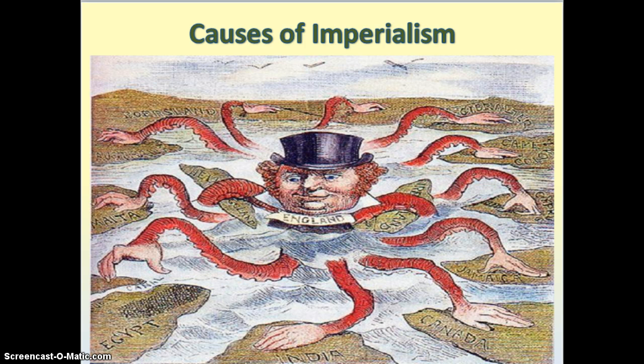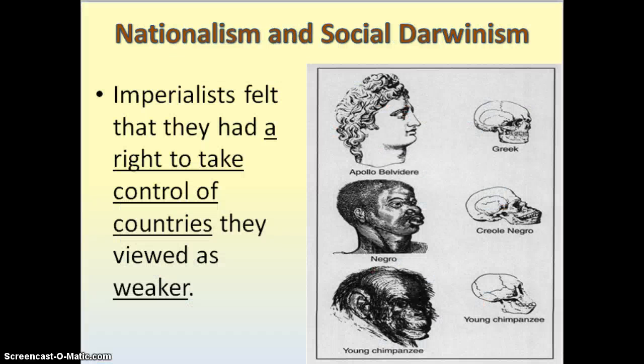There were many causes of imperialism. The first one was nationalism and social Darwinism. This is when imperialists felt they had the right to take control of countries they viewed as being weaker. Here you have a picture, literally from a history book, where they believed that other races literally came from other animals. This helped breed a whole idea of racism and social Darwinism.